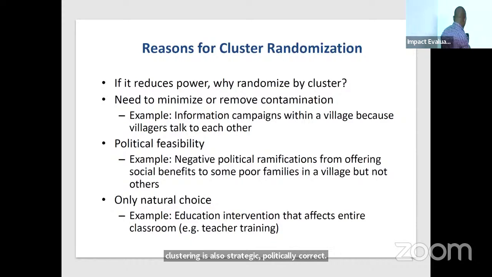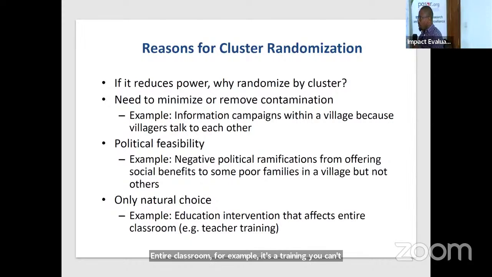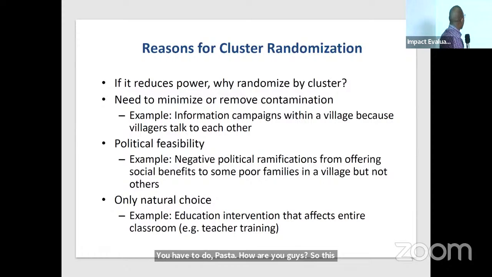And only natural choice. Example, education intervention that affects an entire classroom. For example, teacher training. You can't do individual. You have to do cluster. Are we together? So these are some of the reasons why cluster randomization is useful.